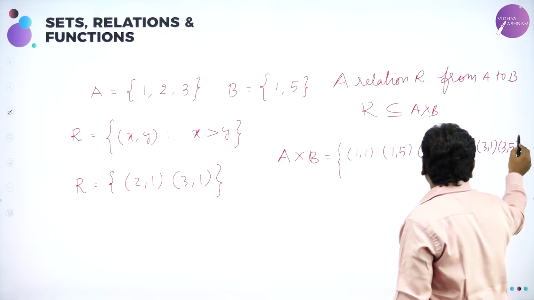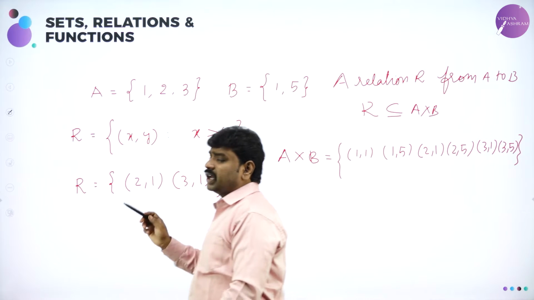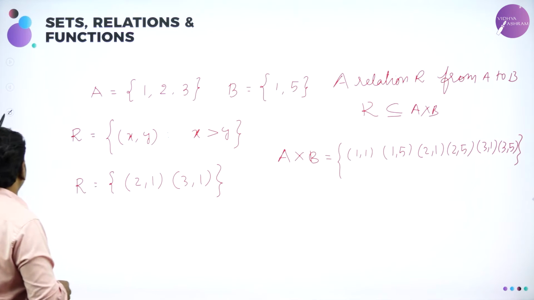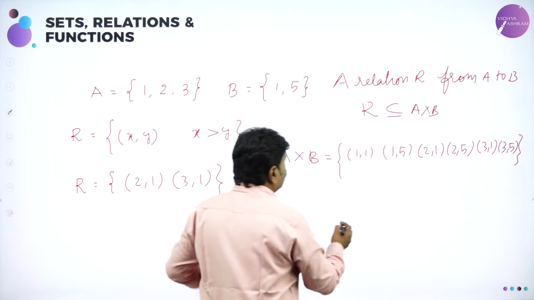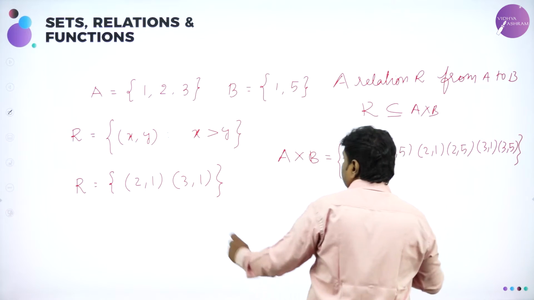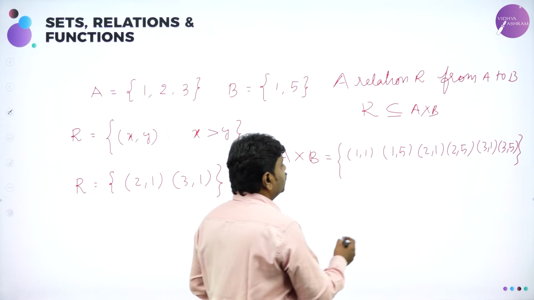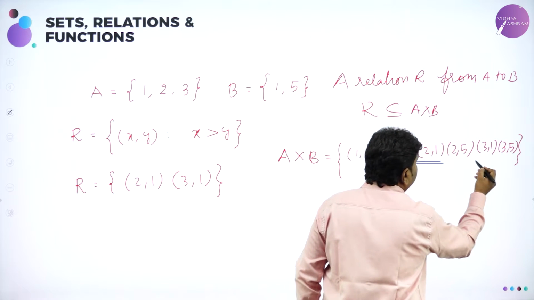Now I wrote A cross B. My dear students, I have to choose the relation from A cross B. A relation is a subset of A cross B. So in this, what are the elements we took? 2 1 and 3 1. So we selected only 2 1 and 3 1.